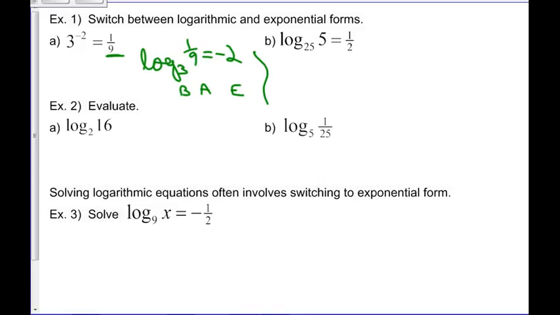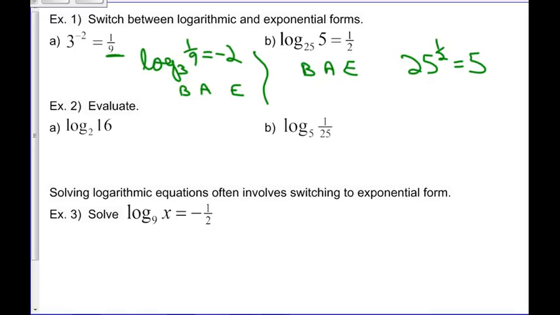Okay, same thing with the next one. Right here, it's given in log form. So it's given as base, exponent, answer. So the base is 25. The exponent is a half. And the answer or result would be a 5. Now let's see, is that true? 25 to the power of a half? Is that 5? Absolutely. 25 to the half is a square root of 25, which is the number 5.